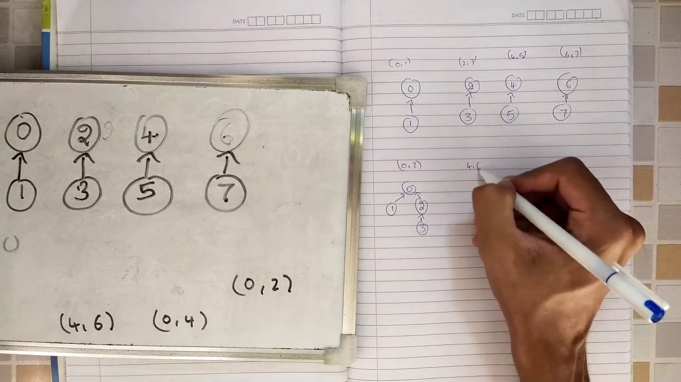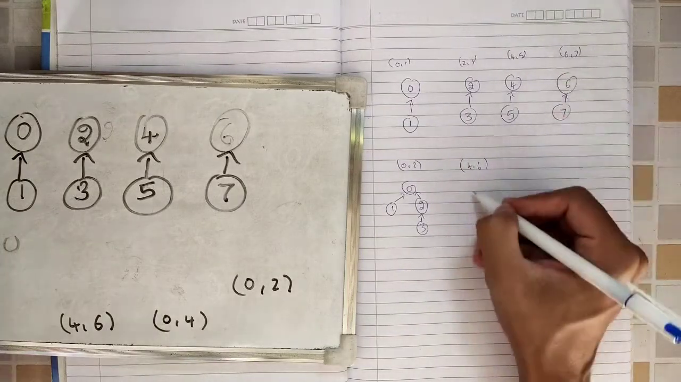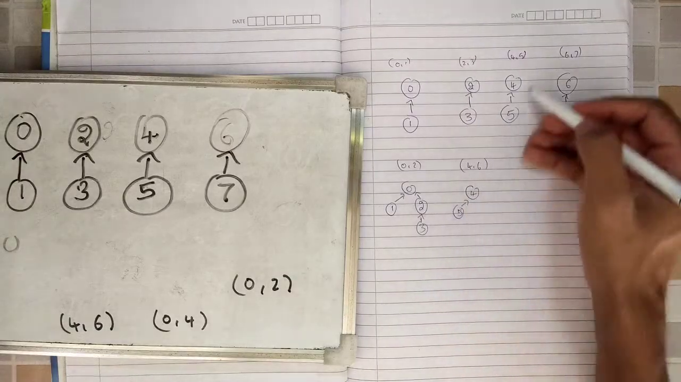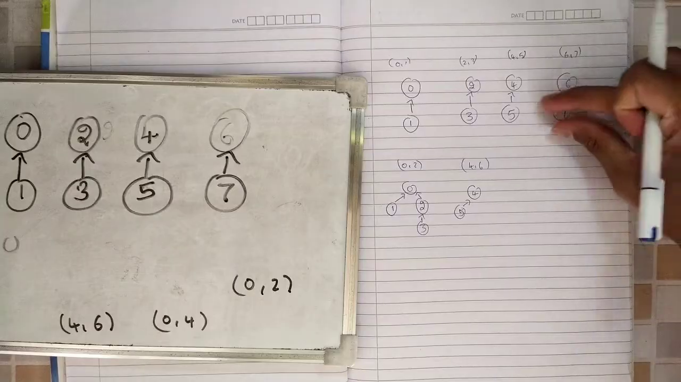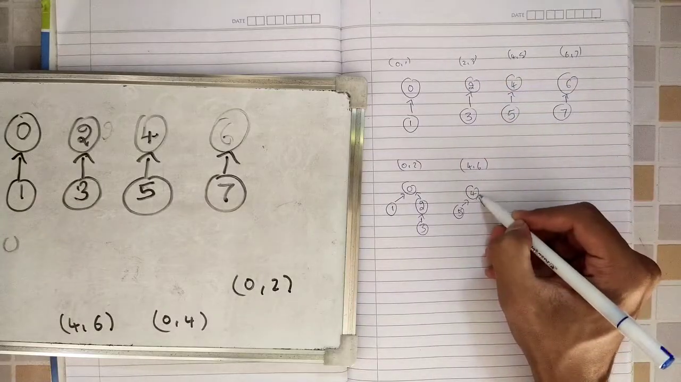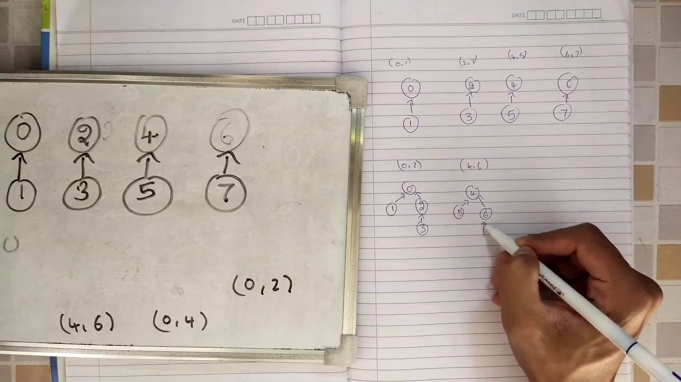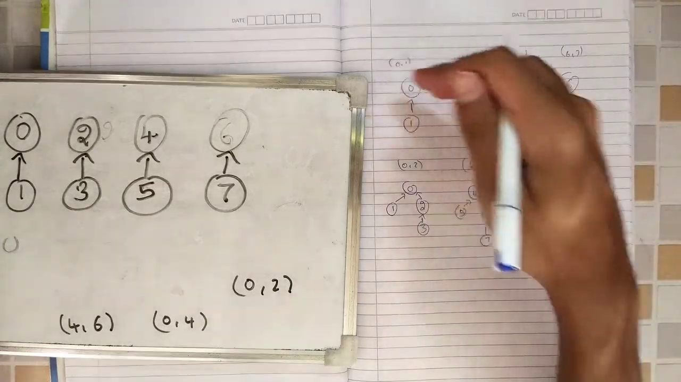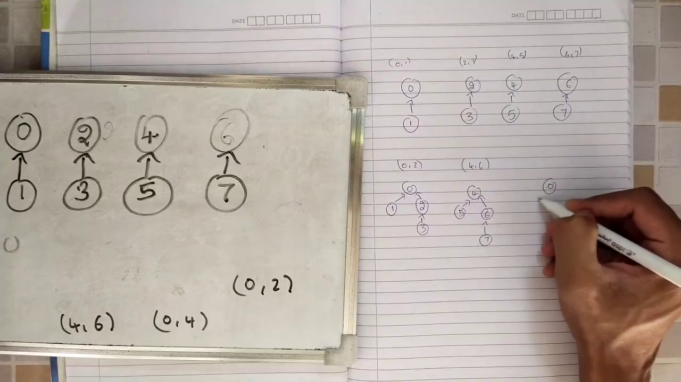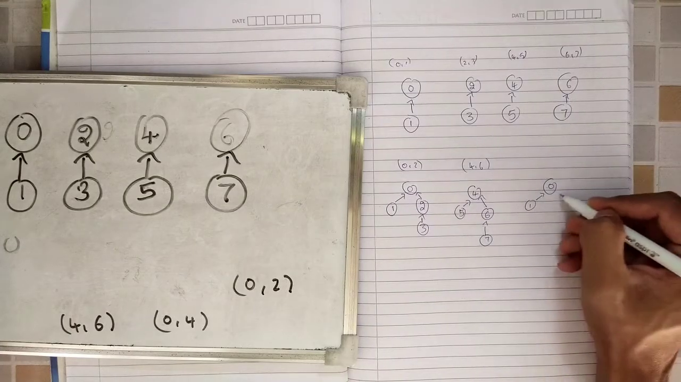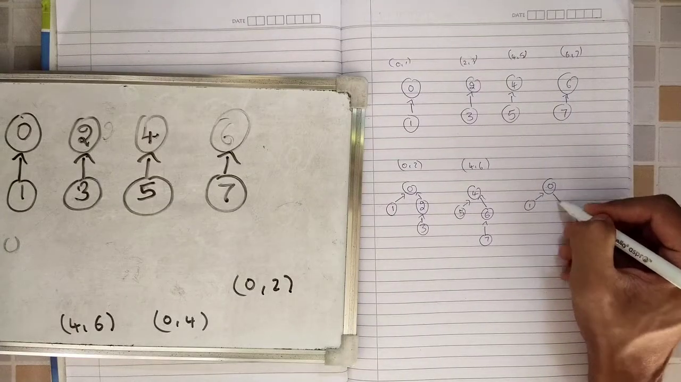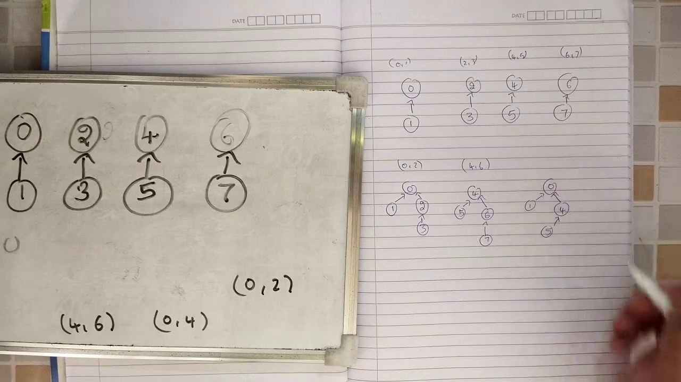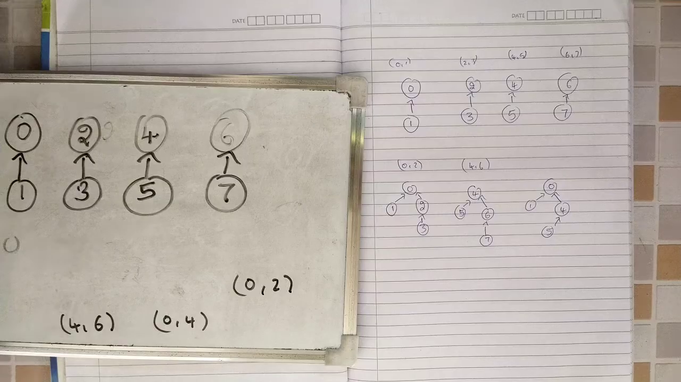Now 4 comma 6 they have asked. So where is my 4? See here, I already have 5 under this 4. Now this 6 I'll just join like this. Again, they have asked 0 comma 4. So this is 0 and here 4. So 0 has 1, and here for 4 it will be 4 and here I will have 5, pointing like this. So this is how it is.